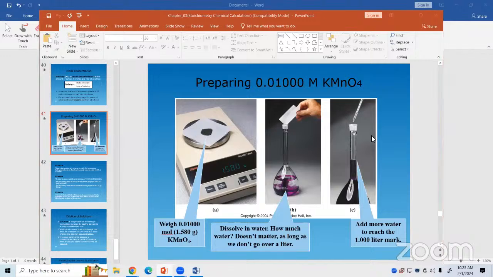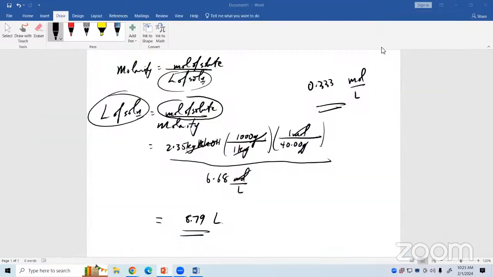Okay. How do we round to determine the number of sig figs? In this case, we have 3 sig figs here. We have 4 sig figs here. This is exact. And we have 3 sig figs. So basically, you have to round off to the lowest number of sig figs involved here. So that means you have to round off to 8.79.